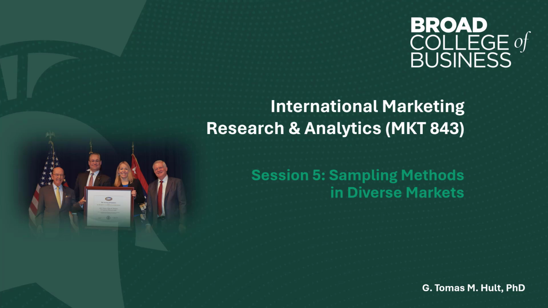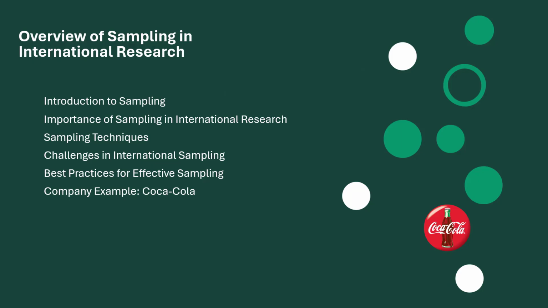It all starts with sampling for research and then driving through to the potential target market based on the research results and organizational resources. For this session, we are looking at sampling methods in diverse international markets. There are, of course, challenges, but also strategies related to sampling in diverse international markets. But first, sampling involves selecting a subset of individuals from a population to represent the whole population, allowing for efficient data collection and analysis in the research that we do. It's a crucial process that helps researchers draw conclusions about a larger population without surveying every individual.